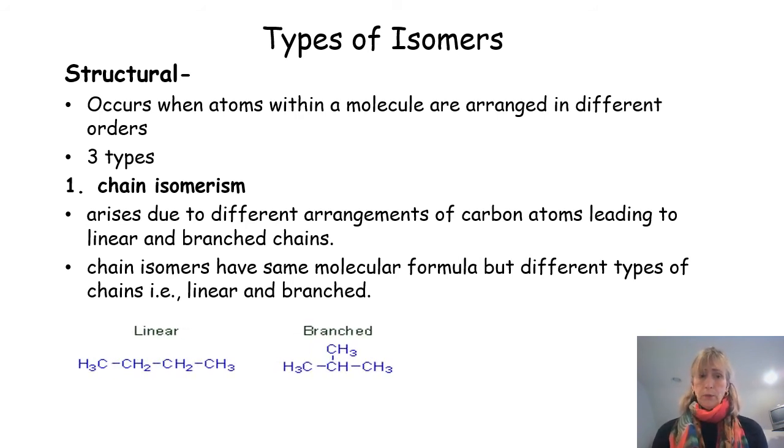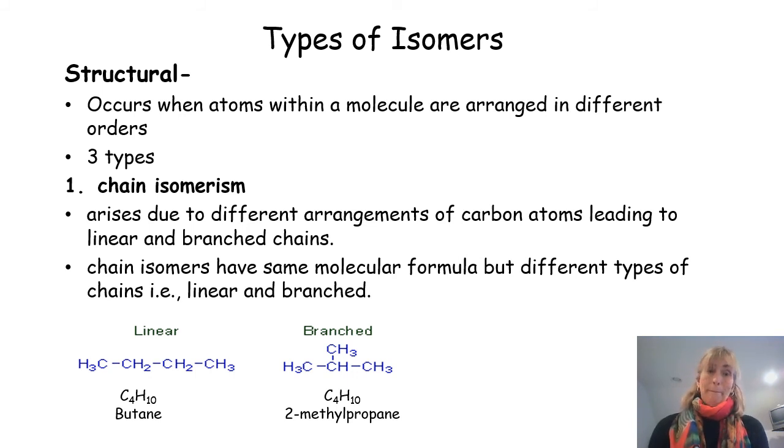An example, two compounds. The first one is linear. It's a linear arrangement of four carbons. In our second compound, notice we still have four carbons, but it's not a linear arrangement. It's branched: three carbons and then one branch give us four. Both of these have the same molecular formula. They're both C4H10, meaning they're alkanes. But they're not the same compound. You clearly look at them and say, this one's linear, this one's branched.